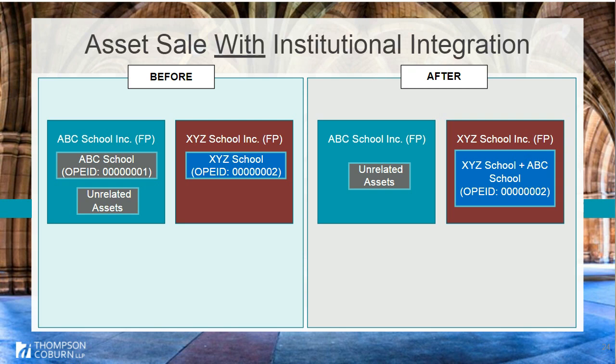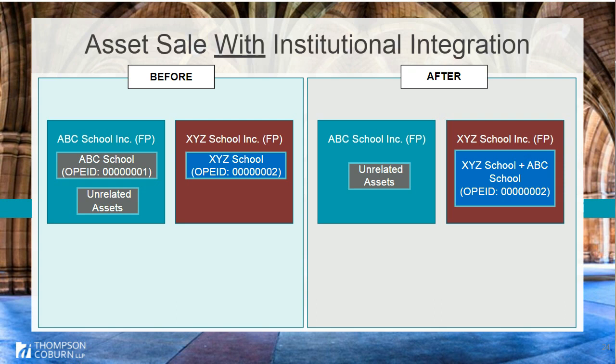So XYZ University is going to acquire the assets that comprise that conservatory, ABC Conservatory. But what we're going to do is make it a branch of XYZ University. We're going to extend our regulatory approvals, our OPE ID, our regional accreditation, et cetera, over to cover the conservatory. And so now it'll be a branch of XYZ University like any other branch campus of XYZ University. Maybe we'll continue to call it the conservatory of XYZ University, but it's an acquisition of assets with an institutional integration. And like I said, it's very common right now on the private nonprofit side.